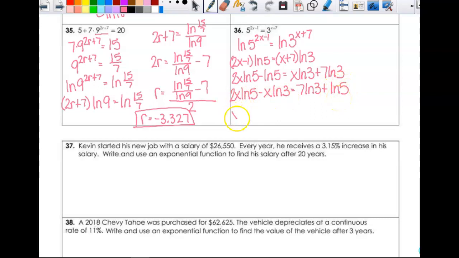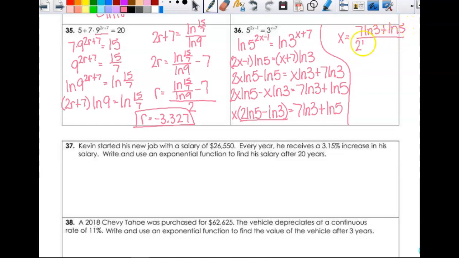Then from these two, I'm going to factor out the x. So I get x times 2 natural log of 5 minus the natural log of 3 equals 7 natural log of 3 plus the natural log of 5. I want to get x by itself, so I divide both sides by this, and I get that x equals 7 natural log of 3 plus natural log of 5, over 2 natural log of 5 minus natural log of 3. And I just put that mess in the calculator, and that gives me 4.386.